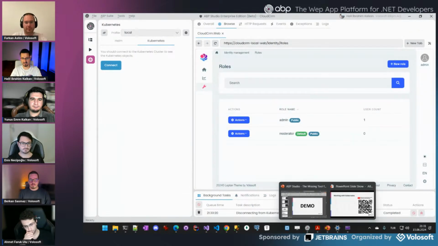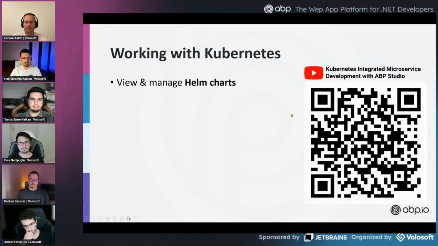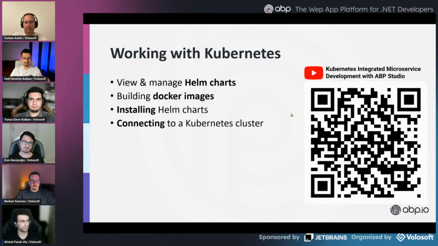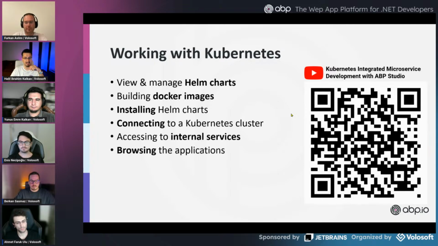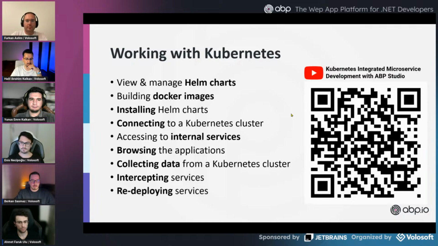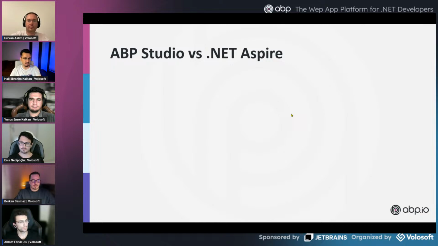Okay, continue with the presentation. We have seen how to view and manage our Helm charts. We have seen creating Docker images, building the solution, installing Helm charts, connecting to a Kubernetes cluster, and accessing internal services. We can browse the application UI and collect the monitoring data from the Kubernetes cluster. We didn't make a demo, but I just showed the user interface for intercepting and redeploying services. Okay, we came to the funny part.